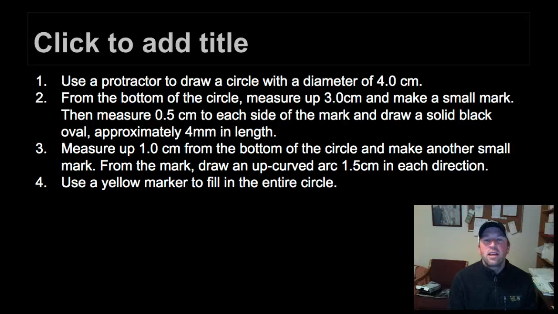So here's again a version, and you can see I added a lot of detail to this. I'm talking about specific tools such as using a protractor to draw the circle so that it's actually a good circle versus just doing it freehand. I'm providing a lot of specific measurements such as the diameter of that circle and descriptions, for example making a solid black oval or using a yellow marker to fill in the entire circle.